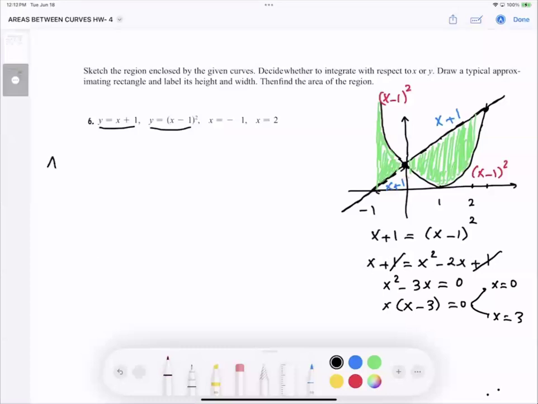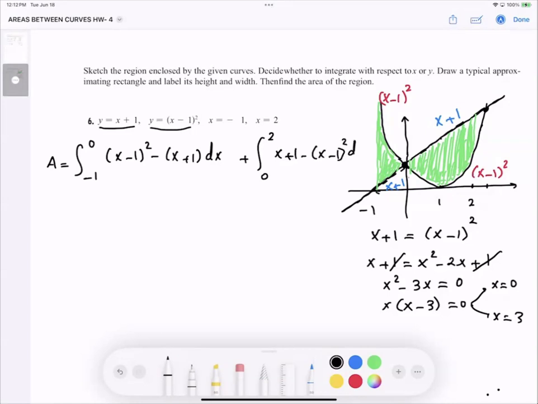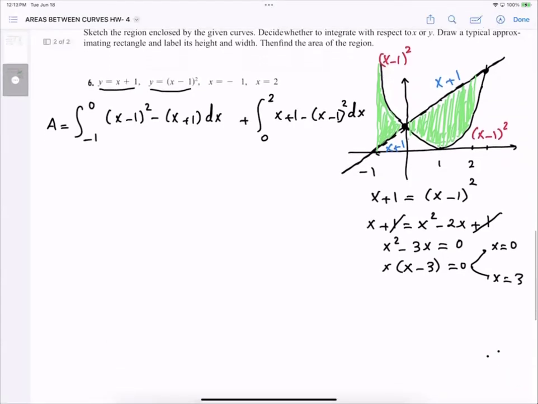The area is, on the left-hand side, you have -1 to 0, and as you can see, you have the integral of (x minus 1) to the second minus (x plus 1) dx, plus the second integral, which is 0 to 2 of (x plus 1) minus (x minus 1) to the second dx. Very good. So let us start doing the calculation. Move this up a little bit.